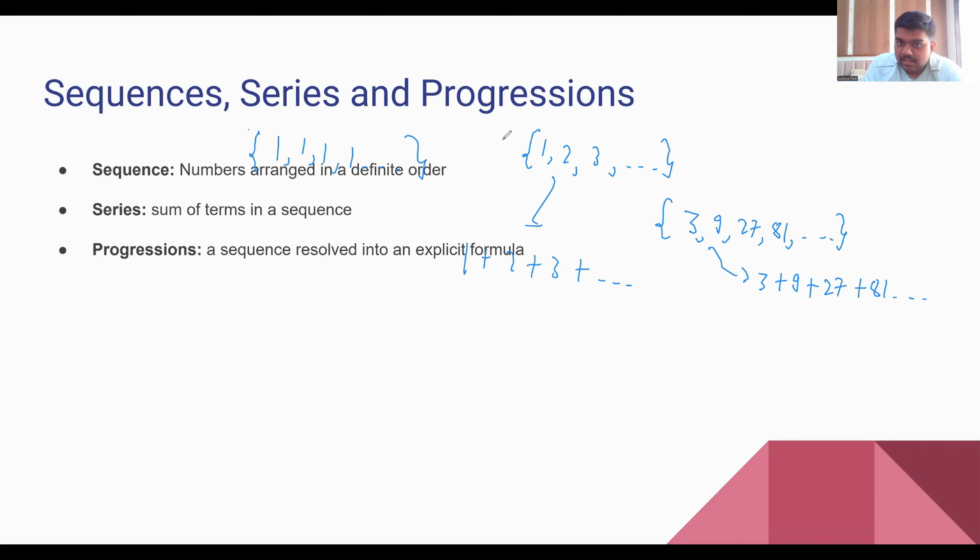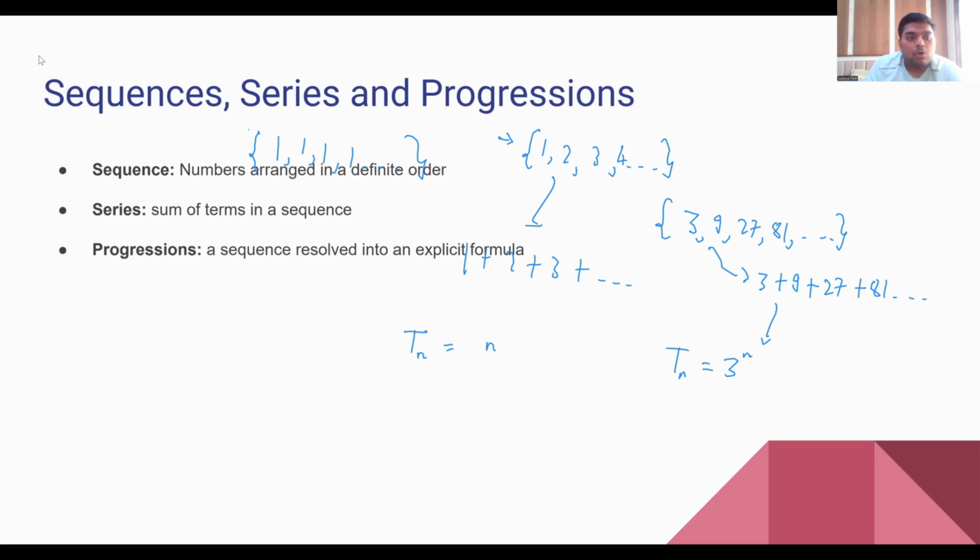So here see, this is the set of natural numbers, right? Wherein the nth term, which is denoted by Tn, is equal to n, right? So if you put n is equal to 4, then you will get the fourth term as 4, right? Now, if you look at it, then what will be the nth term here? Correct. It will be 3 to the power n. Why? Because 3 to the power 1 is 3, 3 to the power 2 is 9, and so on. So you must have gotten a gist of what is a sequence, a series, and a progression.